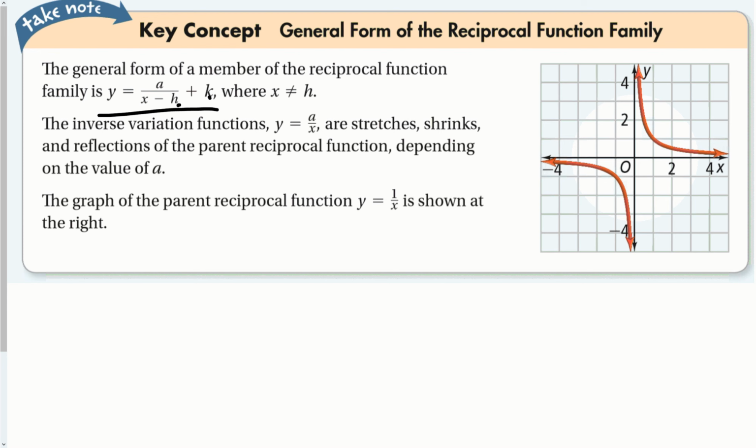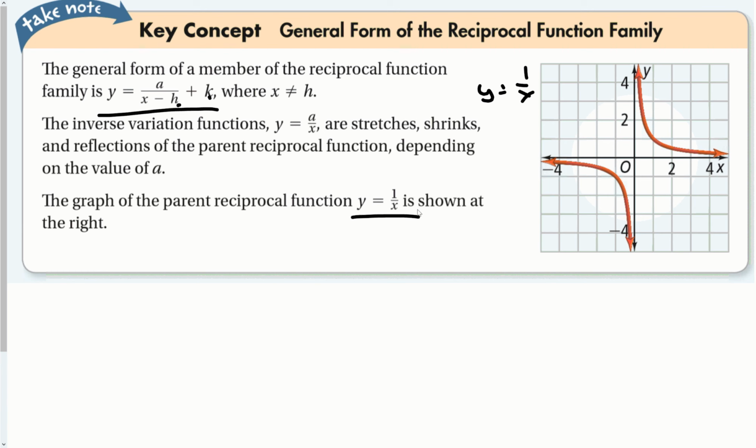Inverse variation functions y equals a over x, so remember this is 1 over x. So if we have a over x, these are going to be stretches or compressions, stretches or shrinks, or reflections if you put a negative in the front, of the parent function. And again, this is the parent function, y is equal to 1 over x. So look at it carefully. Look what it looks like.